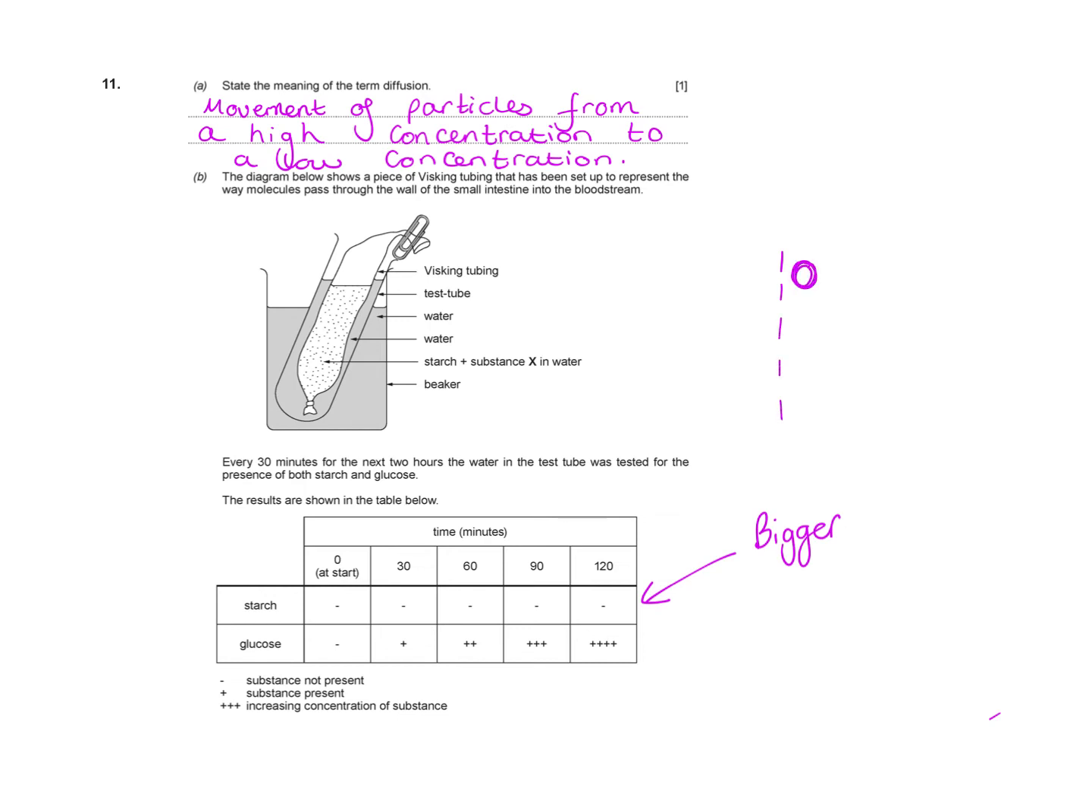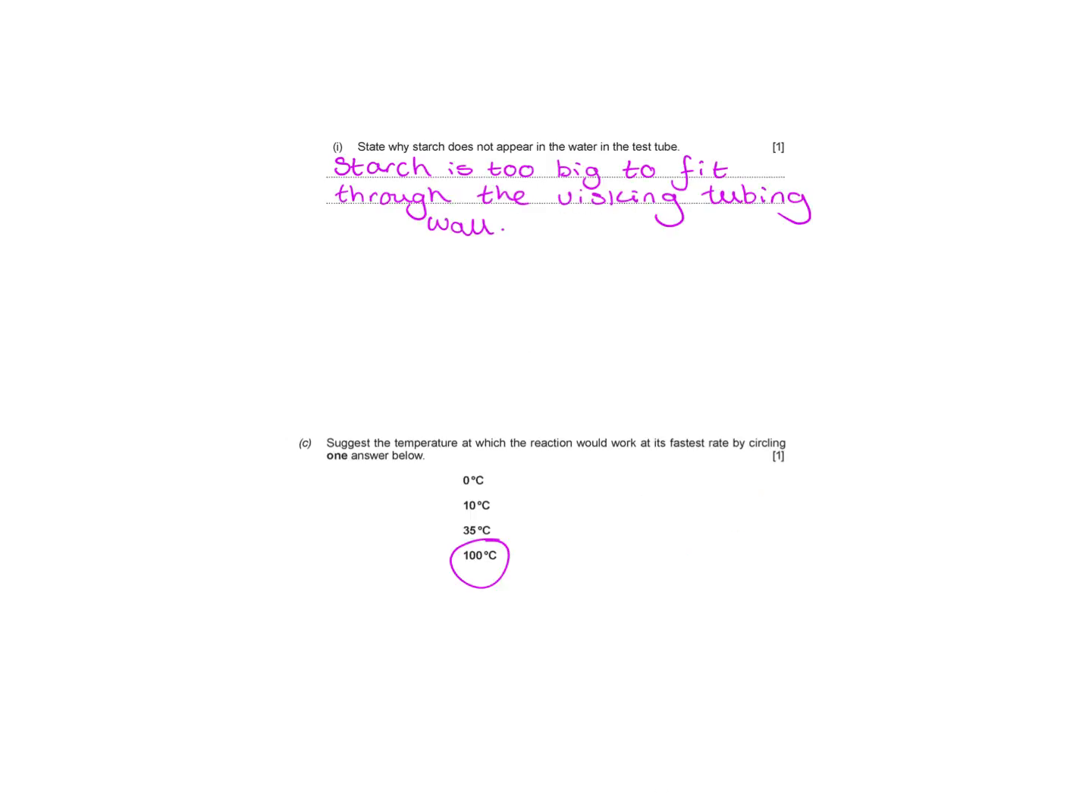The starch is too big and it won't be able to fit through. Whereas glucose is nice and small and it can fit through. So that's a reason as to why you don't see starch moving through the Visking tubing. State why starch does not appear in the test tube. Starch is too big to fit through the Visking tubing wall.